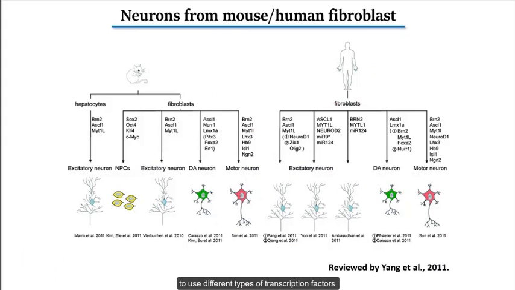Over a period of time, our group and many other groups have shown that it is possible to use different types of transcription factors to generate different types of neurons from different sources, like mouse fibroblasts, hepatocytes, or human sources as well, and you can make the types of neurons you want.